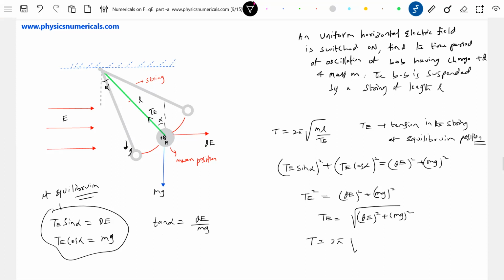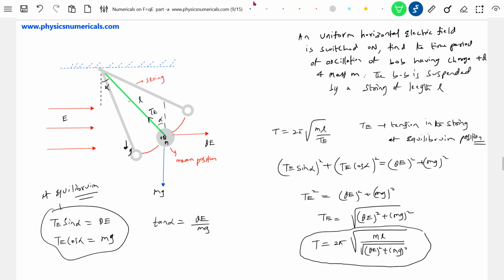So the time period is given by, okay, this has to be in the numerator, no? ml by T. Fine. So this will be the time period of oscillations of the pendulum.